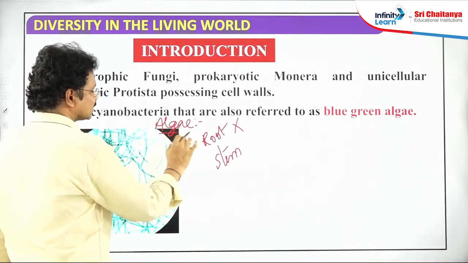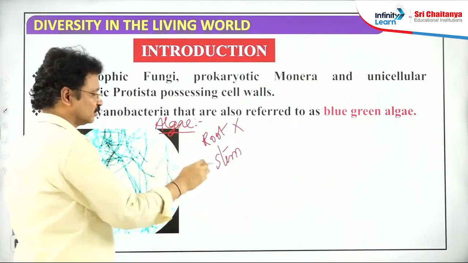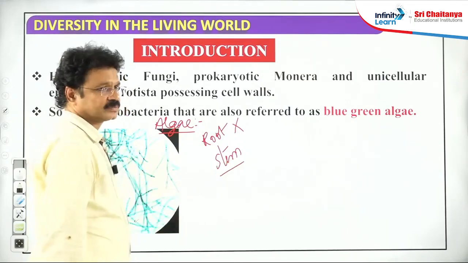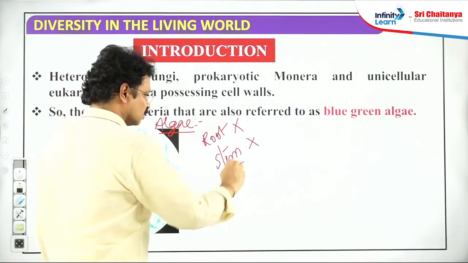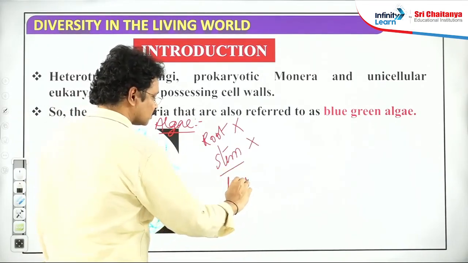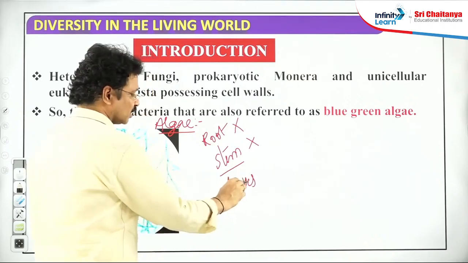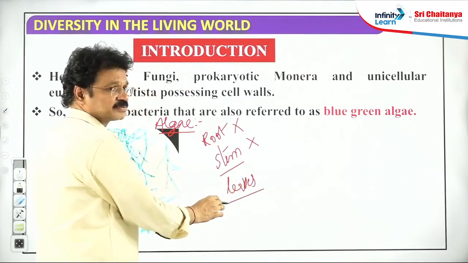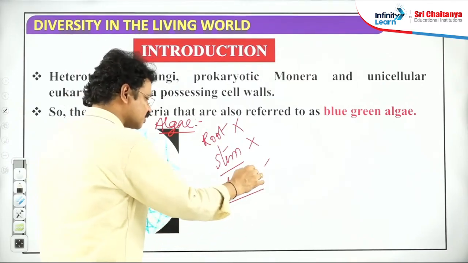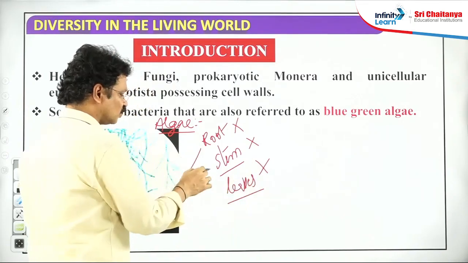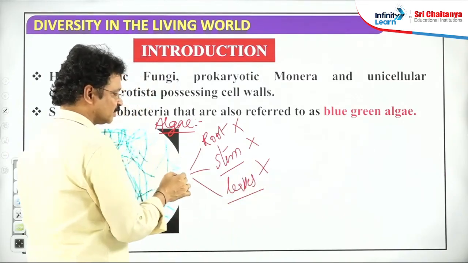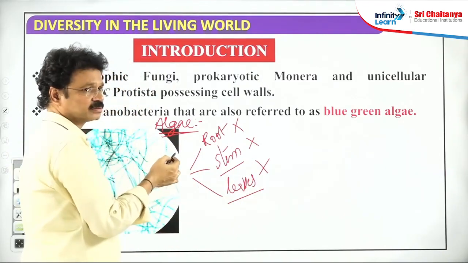Algae, the primitive plants in the plant kingdom. Root absent. But what about the stem? Yes, absent. Leaves. Leaves are generally photosynthetic organisms. That is also absent. No root, no stem, no leaf. But how can you say it is a plant?